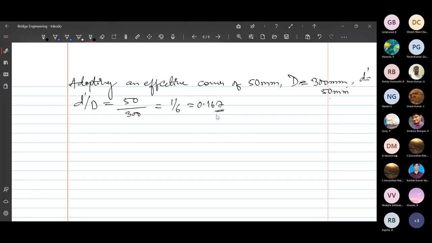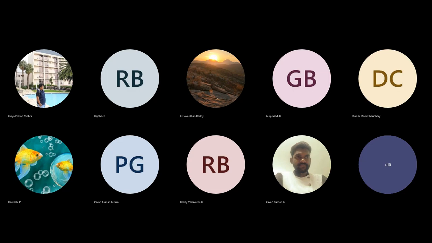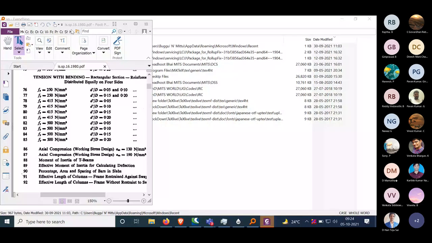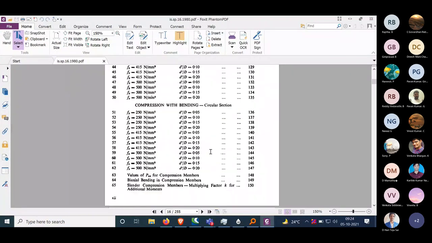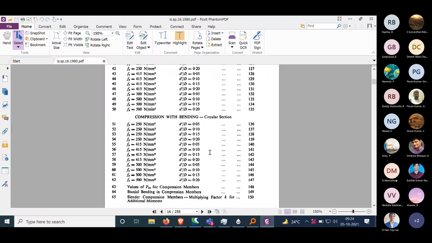Okay, so now we need to refer the chart. So you can write, referring the chart of SP16. Okay, just a moment, I have downloaded the SP16 chart. Yes. Okay, so this one is the SP16. And here now, what is the value of fy? How much is given? What is the value of fy?